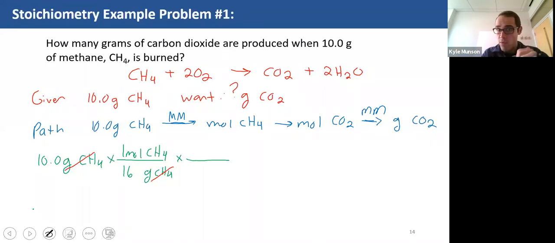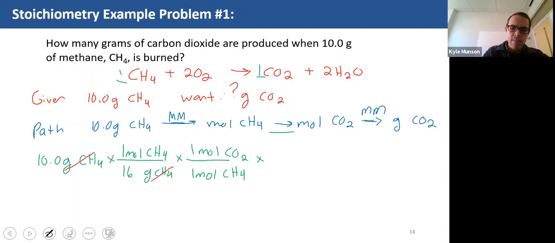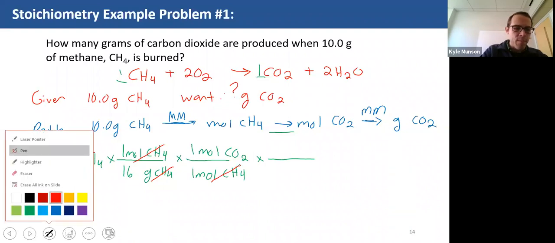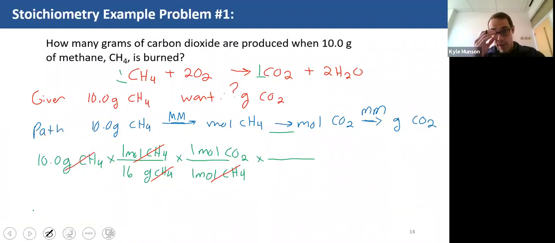To convert from moles of one thing to moles of another, I want to use the molar ratio. We're at this step right here. From my balanced chemical equation, for every 1 mole of methane, there is also 1 mole of carbon dioxide. Now the units of moles of methane cancel out, so I'm at moles of carbon dioxide.